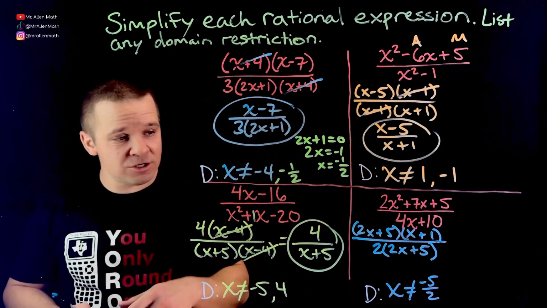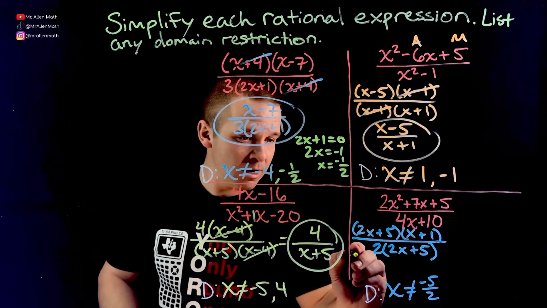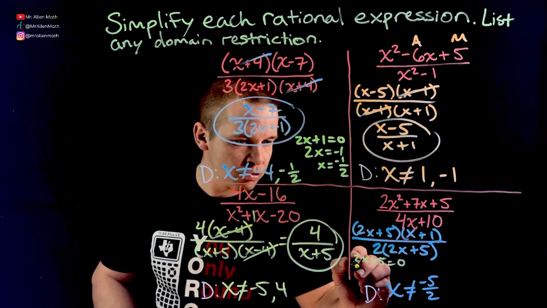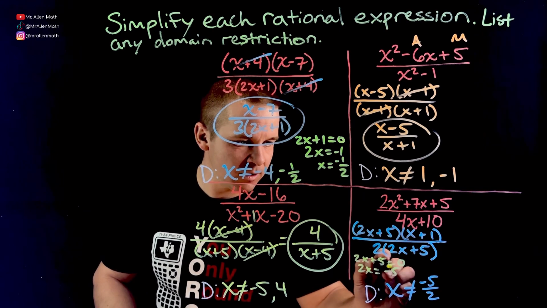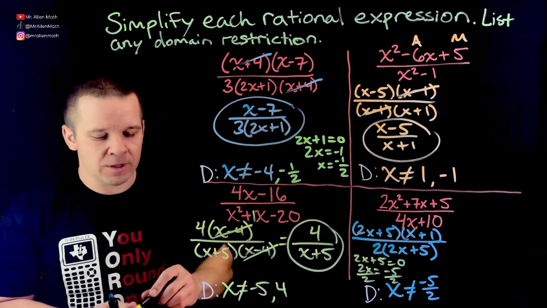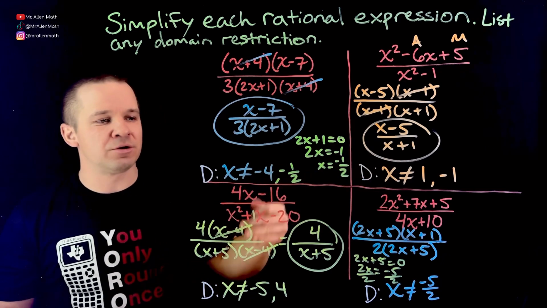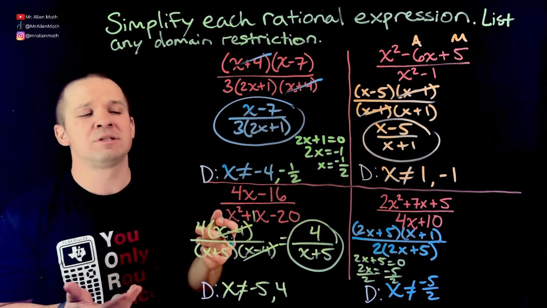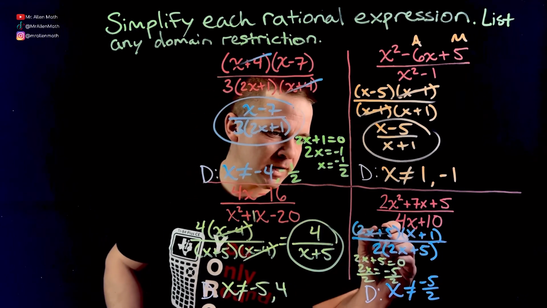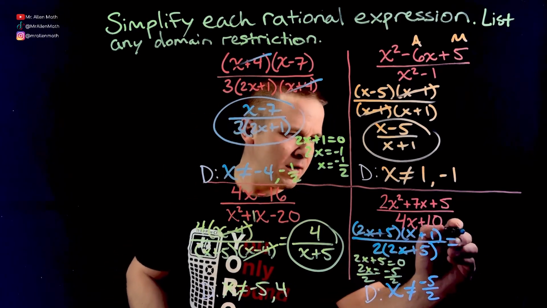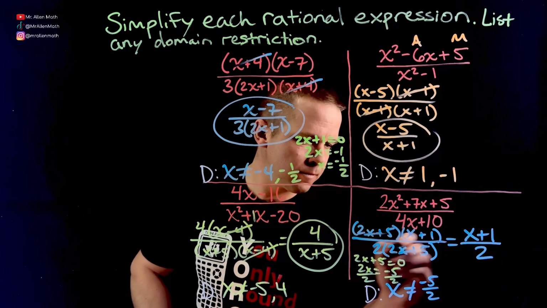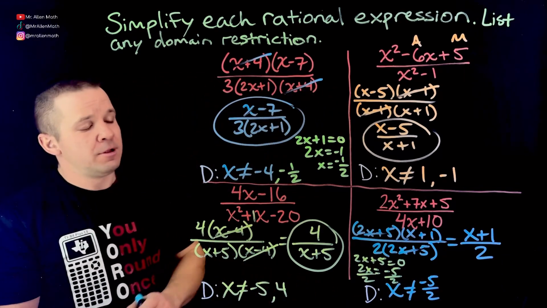Beautiful. If you needed to, you could always do a little bit of side math, right? We'd have 2x plus 5 equals 0. Subtract 5, I get 2x equals negative 5, divide by 2. Boom. There is my domain restriction, okay? So you can always set each factor equal to 0 to find your domain restriction, especially if it's a 2-step solving situation. Okay, last thing, cancel. I'm left with x plus 1 over 2. Beautiful. Nice. That's about it, man.